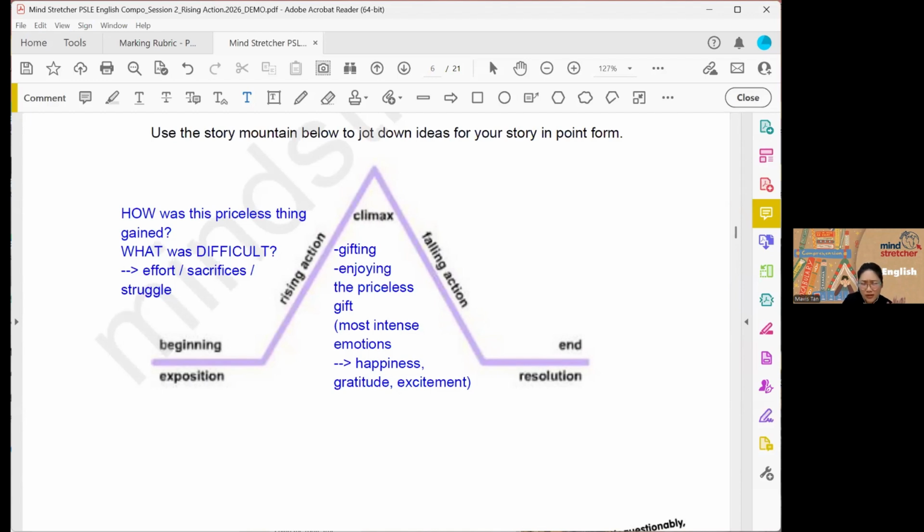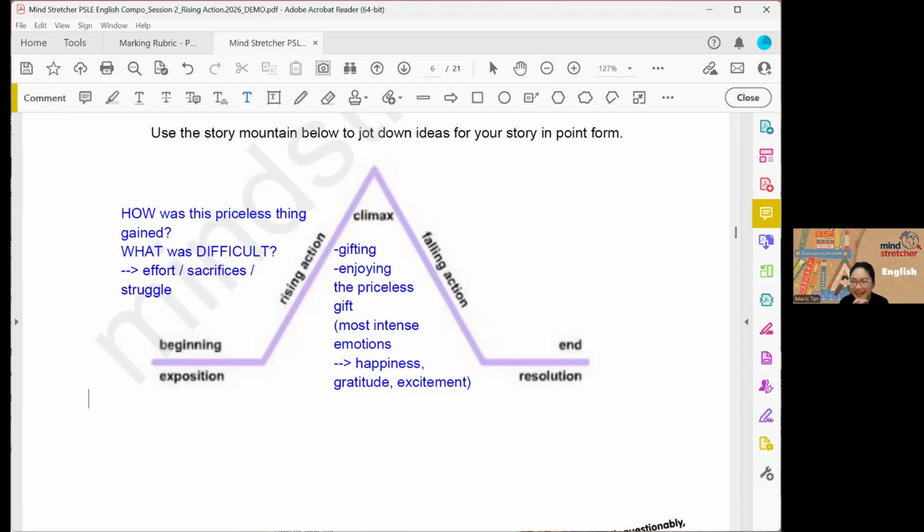Okay, for us to talk about the difficulty or the priceless thing being gained, what must we write in the intro then? We certainly cannot begin with the alarm clock ringing, am I right? Or the sun rising, am I right? So what should we write in the introduction? What must we have in the introduction so that we can move on to the rising action smoothly?